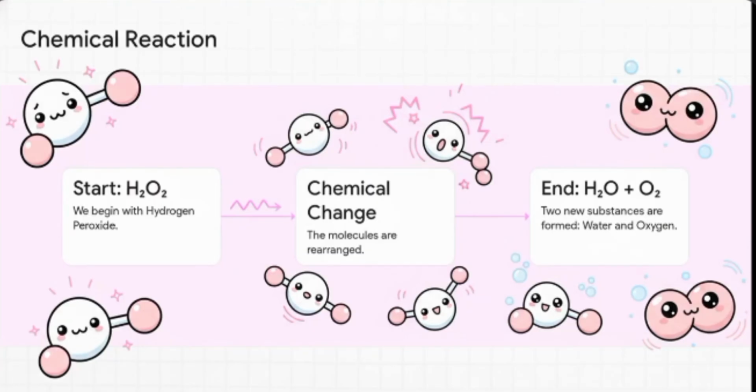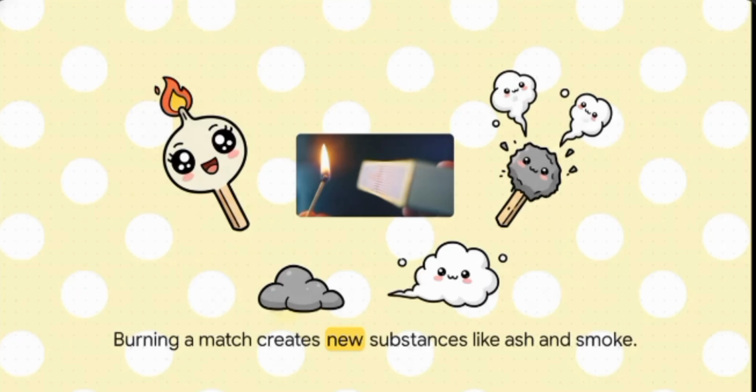And this shows you what's happening on that teeny tiny molecular level. See, we start with one thing: hydrogen peroxide, or H2O2. But when a chemical change happens, its molecules are literally broken apart and then put back together in a new way. And the result? Two brand new substances are formed: plain old water, H2O, and oxygen gas, O2. That is a chemical change in action.